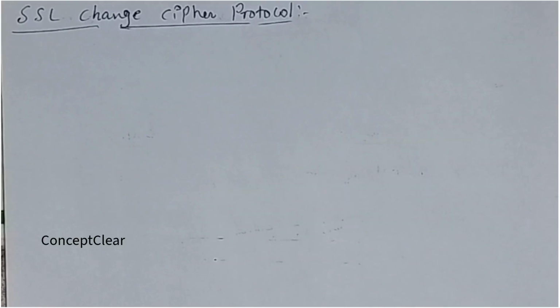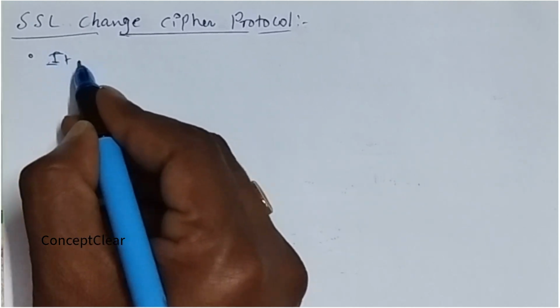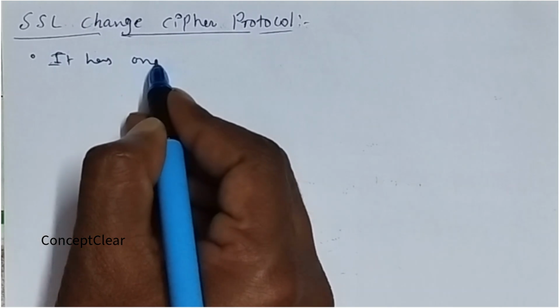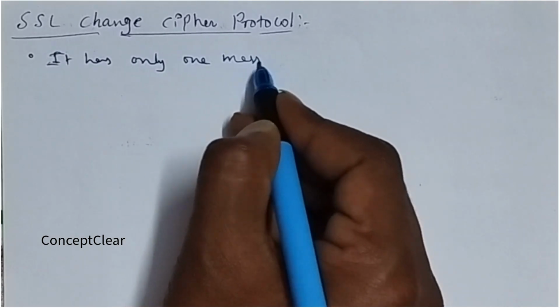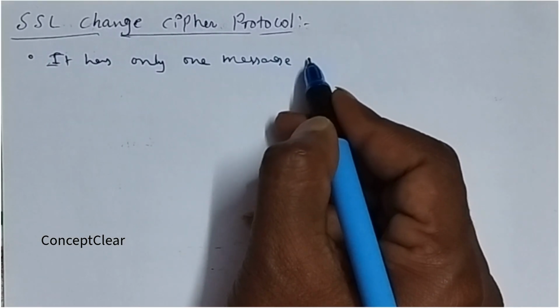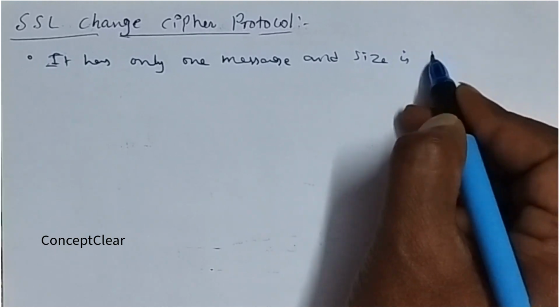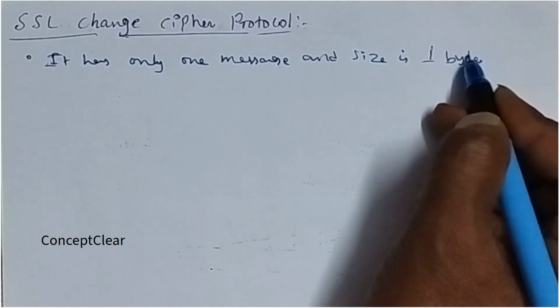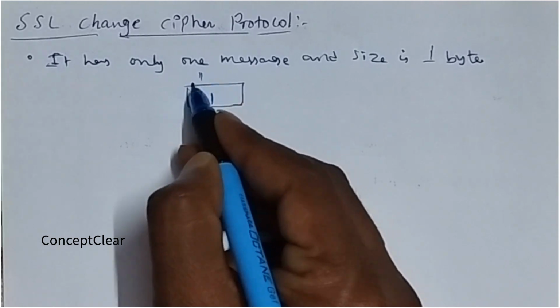Here the next method is the SSL change cipher protocol. It has only one message, and the size of the message is 1 byte. For example, it is one message, that is 1 byte.